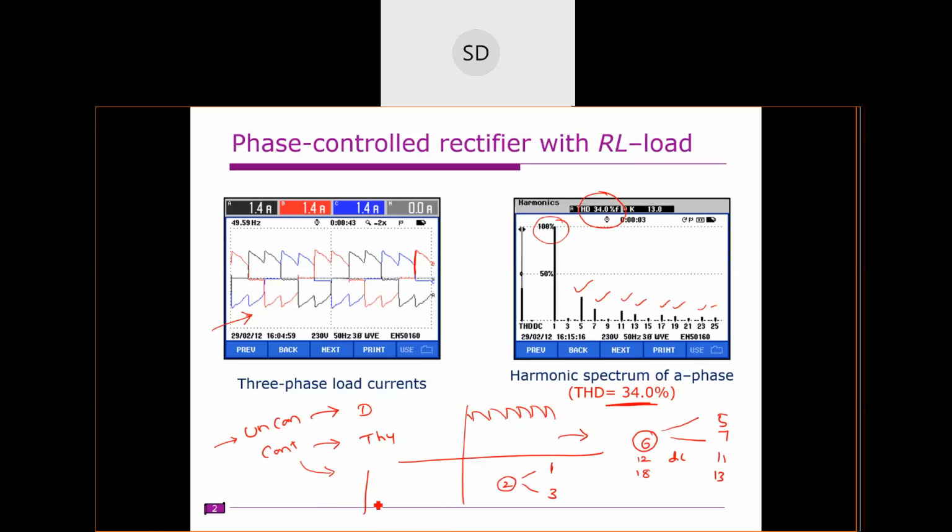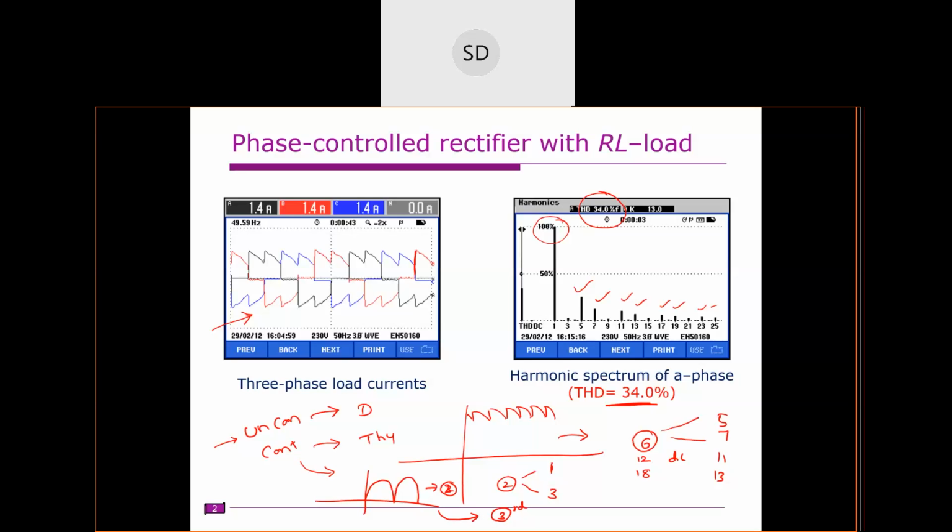In the case of single phase rectifier output voltage, it will be something like this. It consists of 2nd order harmonic, therefore the source current consists of 3rd order harmonic. Okay, clear?